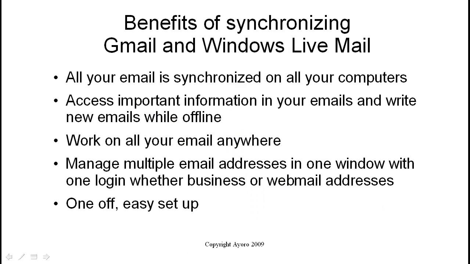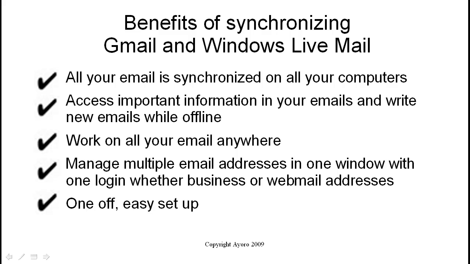So here's a quick summary of the benefits of synchronizing Gmail and Windows Live Mail. All your email is synchronized on all your computers. You can access important information in your emails and write new emails while you're offline. You can work on all your email anywhere using Gmail. You can manage multiple email addresses in one window with one login, whether business or webmail addresses. Now, I didn't go into that in much detail. That actually comes into the advanced guide, but it's a very useful feature. And it's a one-off easy setup. You don't have to change your habits. You can keep on using Windows Live Mail.